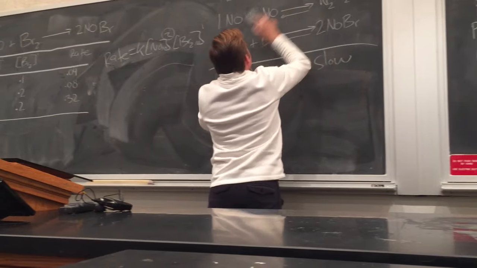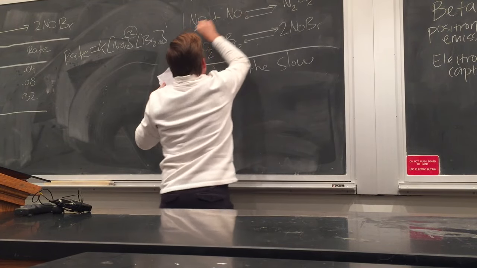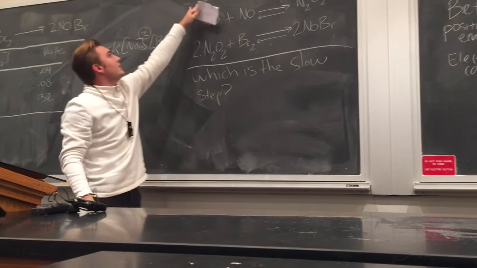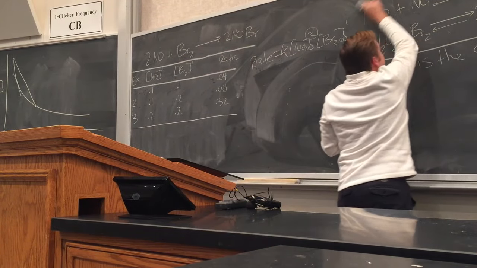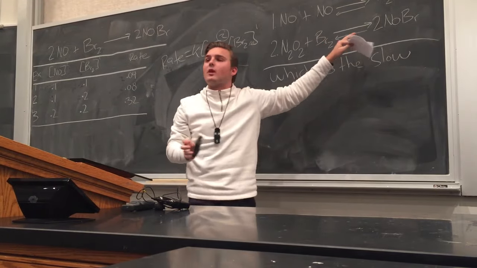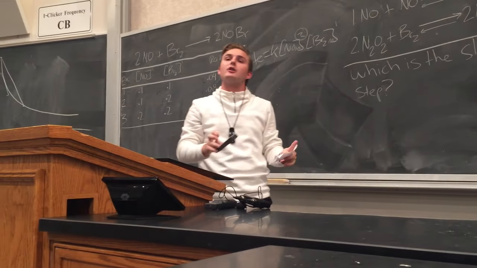So I could just say that's really the rate for the top step. Does this rate law match up with this one? No. So I know that the first step isn't the slow step. Obviously in this case the second one is, but let's look at why. How could you prove it?